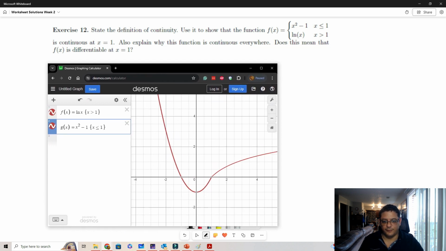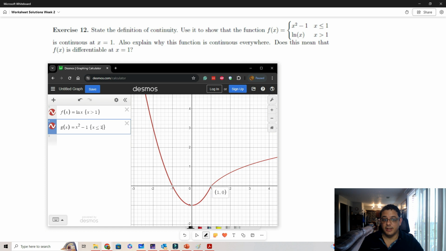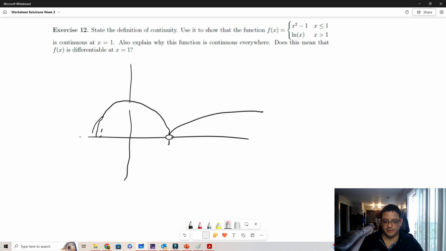So this is a function, and you see that it's joining here. It looks like it's going to be continuous because the joining is nice. Now let's prove that that is true. I was doing 1 minus x squared instead of x squared minus 1, so this is all wrong. But you know, graphic design is my passion, right? So it's got to be something like this.